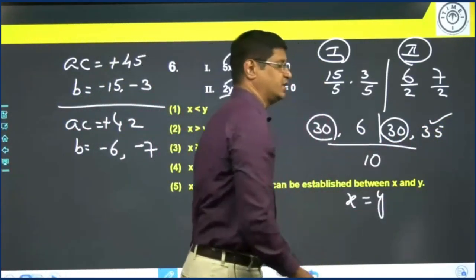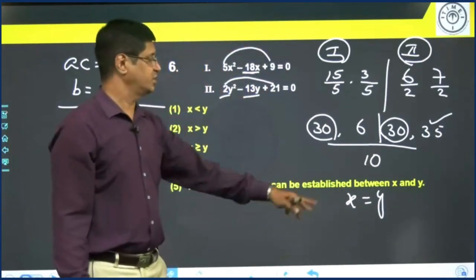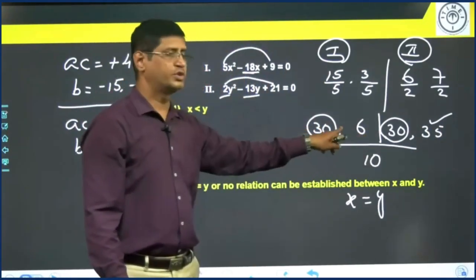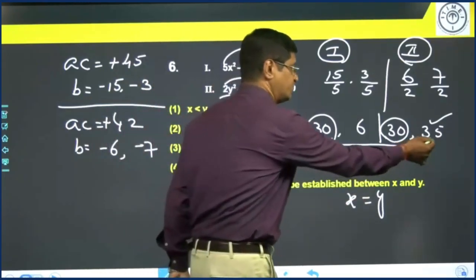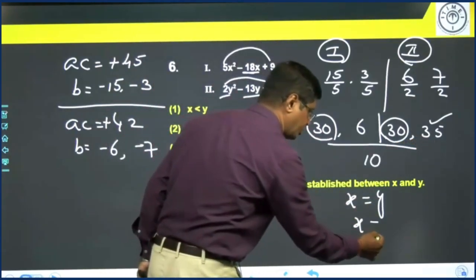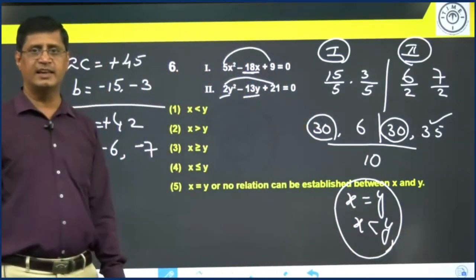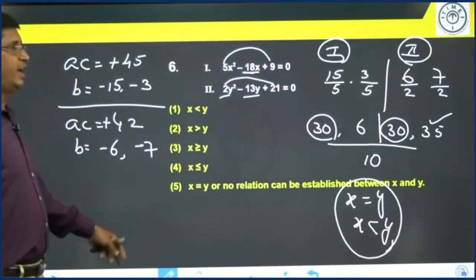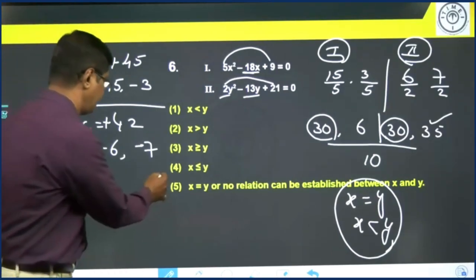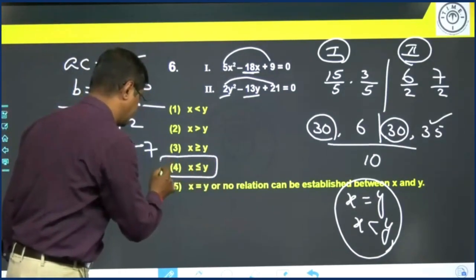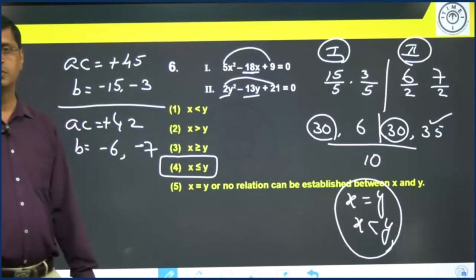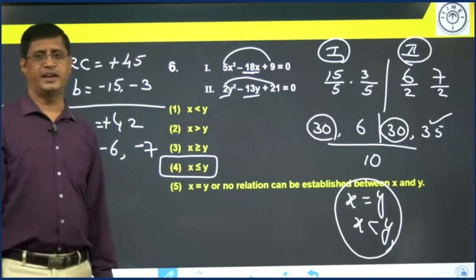35, the second root of the second quadratic equation, is greater than both the roots of the first quadratic equation. So this is greater means x is less. So x is less means, what is the combination? X less than or equal to y. X is less than or equal to y means the right choice, option number 4. Choice 4 is the right answer.